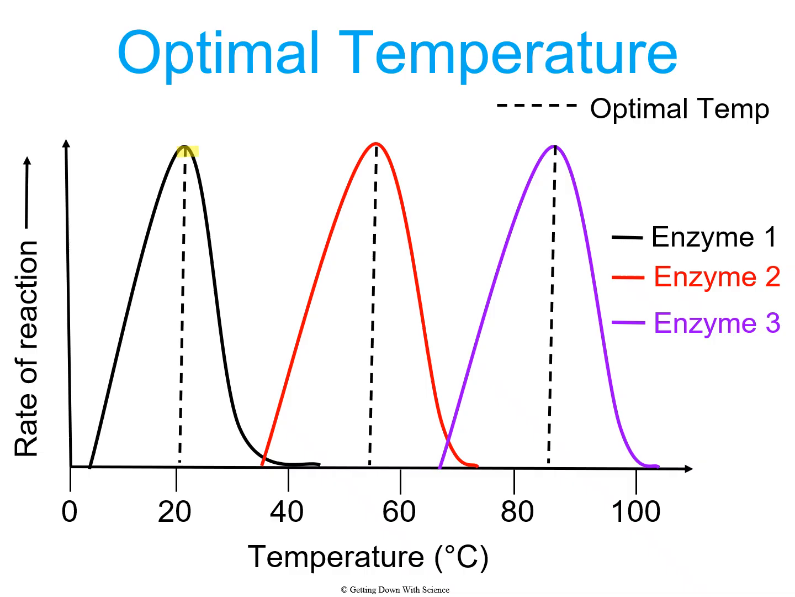So if this is the rate of the enzyme reaction and these are different temperatures, then we know that enzyme 1 functions best at 20 degrees, enzyme 2 functions best at around 50, 55 degrees, and enzyme 3 functions best at around 85 degrees. So optimal is the highest point on the graph. Everything before it reaches the optimal is going to be performing very slowly or not at all, and everything after it passes the optimal is going to be very slow or not performing at all.